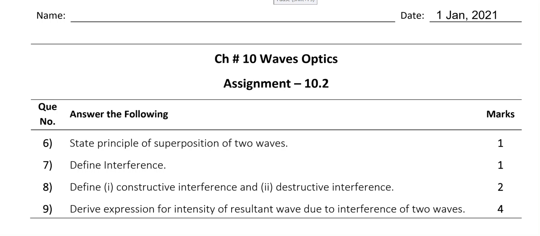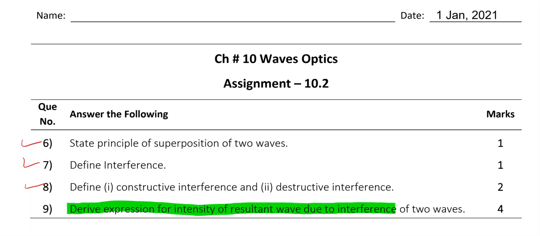Hello students, in this video we have the last question of assignment 10.2 of wave optics. In the first video we had these three questions explained. Now we have the fourth one: derive the expression for intensity of the resultant wave due to interference of two waves.